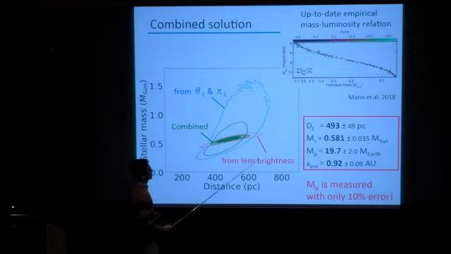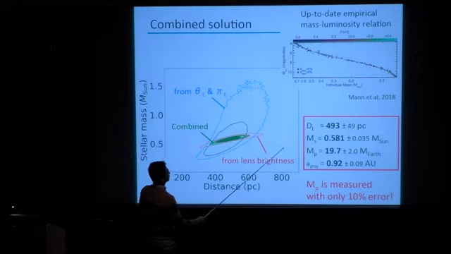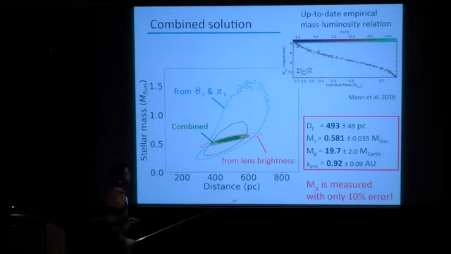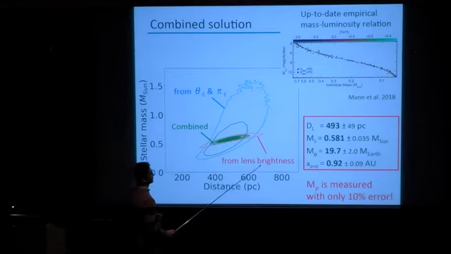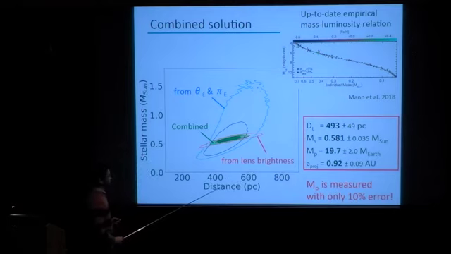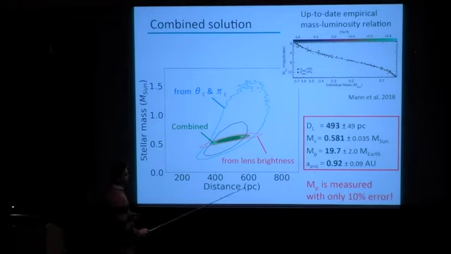So we found that the lens star is located at about 500 parsec, and stellar mass is about 0.58 solar masses. Planetary mass is about 20 Earth masses, and the projected separation is about 0.9 AU. And I would like to emphasize that planetary mass is measured with only 10% error.